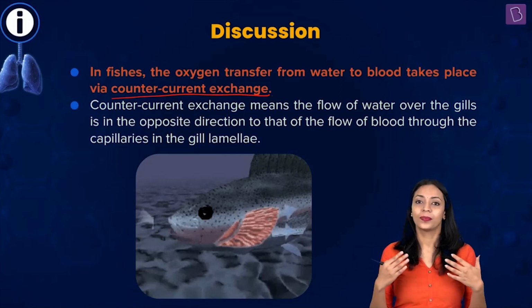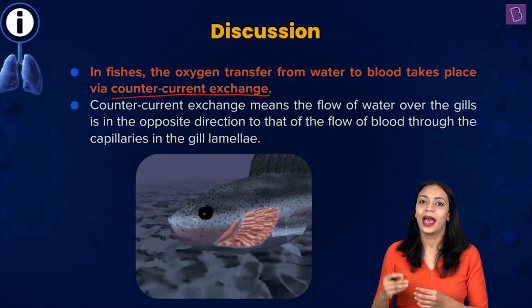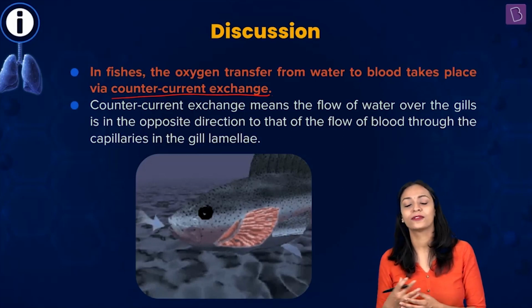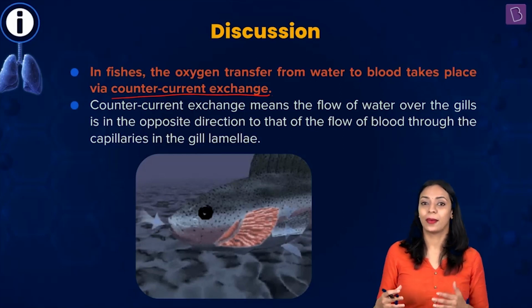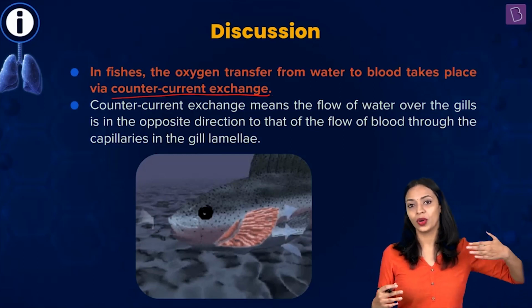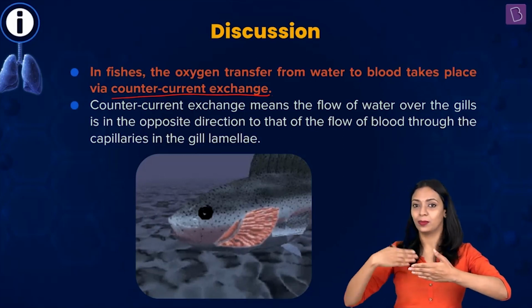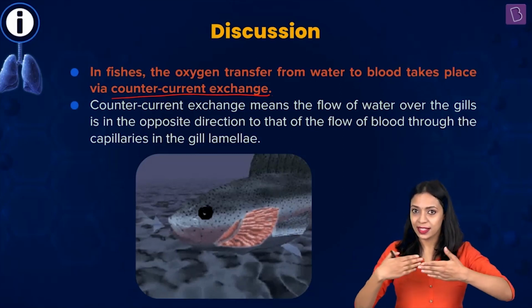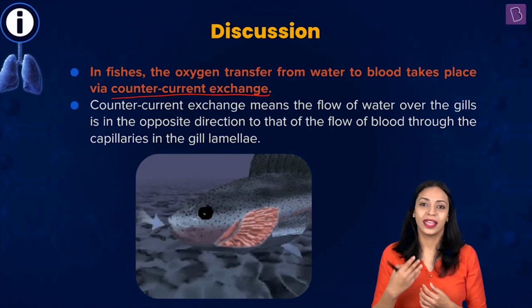You know that fishes respire through their gills, right? In gills, gill lamellae are present, and these gill lamellae are highly vascularized. That means they have a good supply of blood vessels like capillaries. So when countercurrent exchange happens, the water will flow through the gills in one direction, but the blood flowing in the blood capillaries of gill lamellae will flow in the opposite direction. And while this flow is happening in opposite directions, exchange of gases will take place.